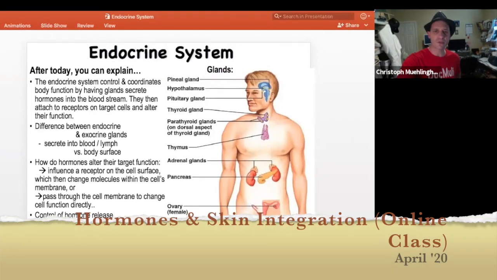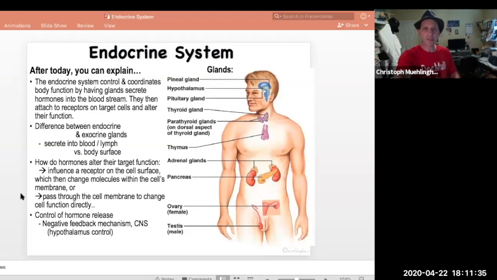Endocrine system here. So here's the endocrine system. We'll do the first, and then we do the integumentary system, and then sayonara unless we have more questions. But we'll try to make it short and sweet tonight.